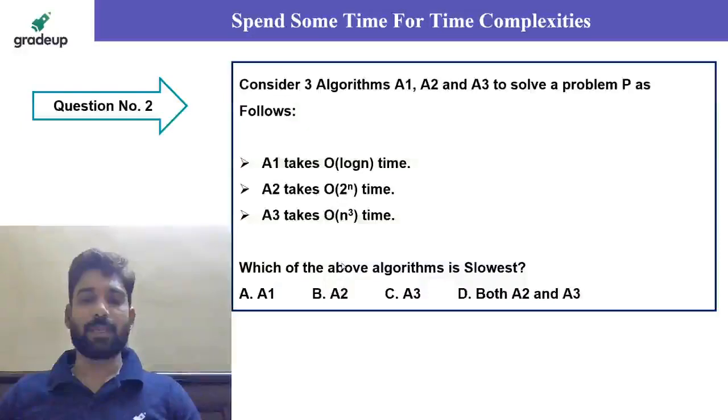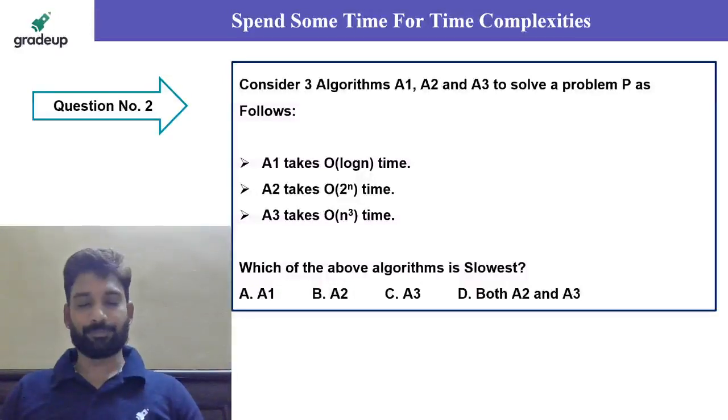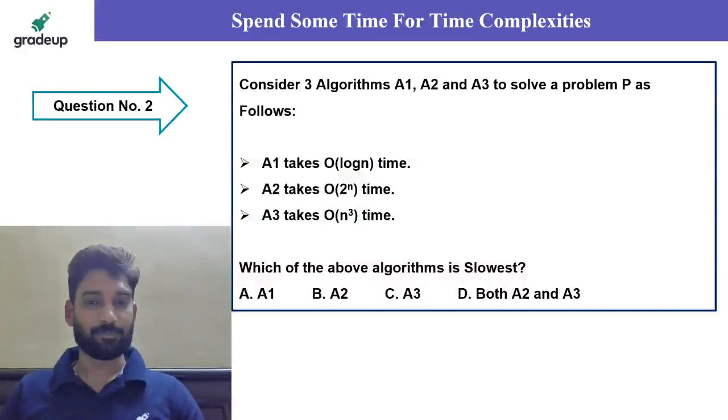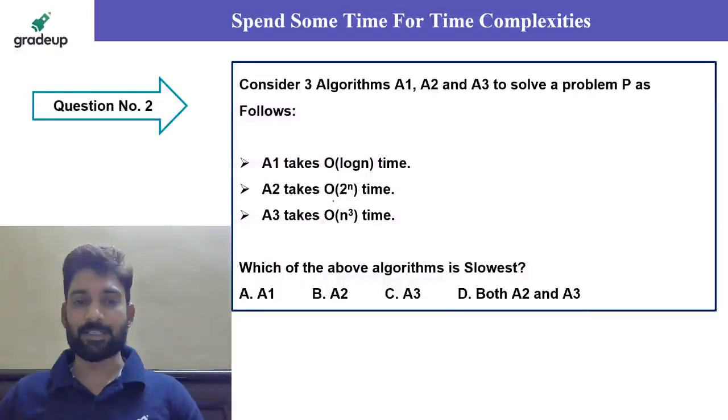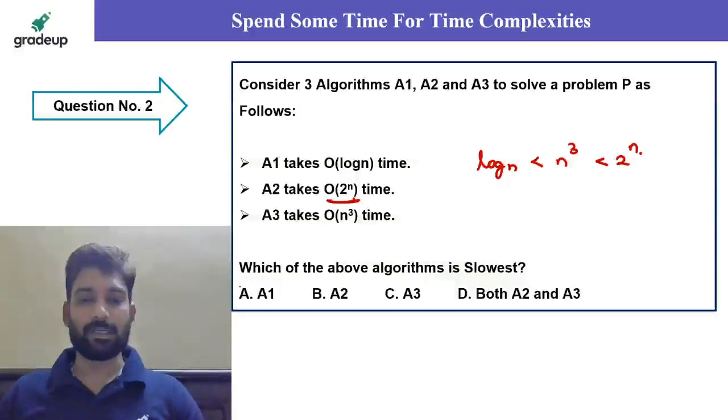Consider three algorithms A1, A2 and A3 to solve a problem P. A1 takes big O of log n, A2 takes big O of 2 power n, A3 takes big O of n cube. So which is slowest? That means which take more time. Obviously exponential time complexity. In these three, we can say log n is smaller than n cube than 2 power n. Definitely. So, algorithm A2 is slowest because it takes more time. Right? Next question.